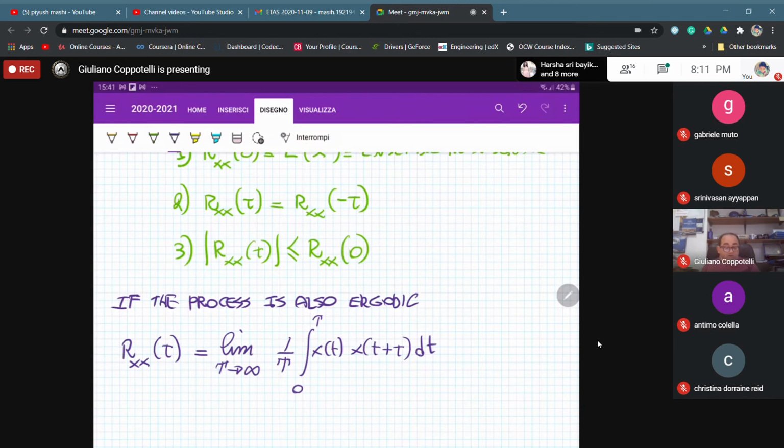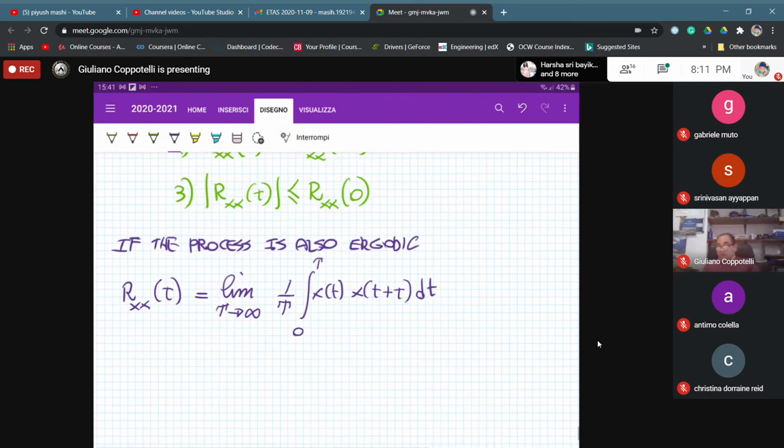We can also try to see how close or far, it doesn't matter, two different processes are.